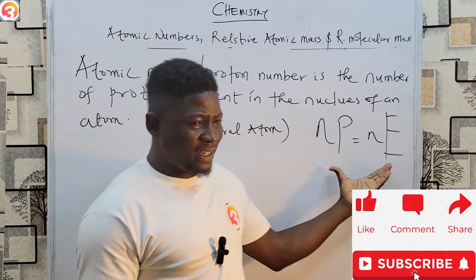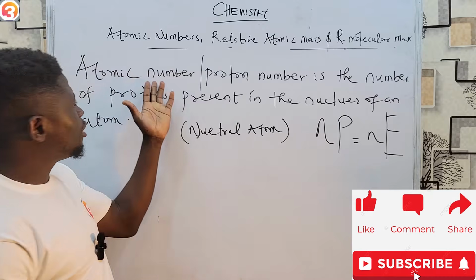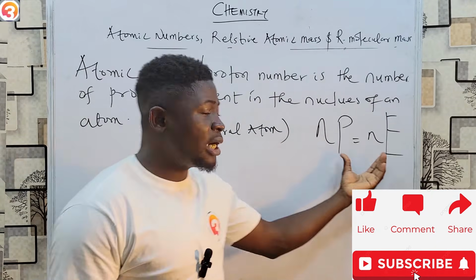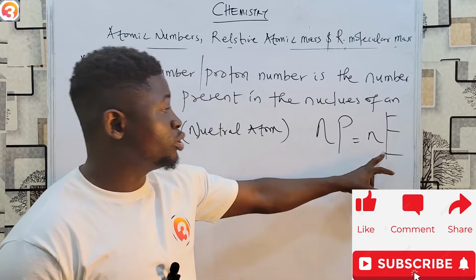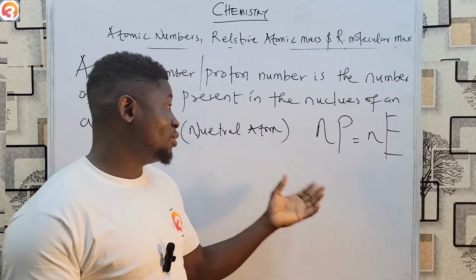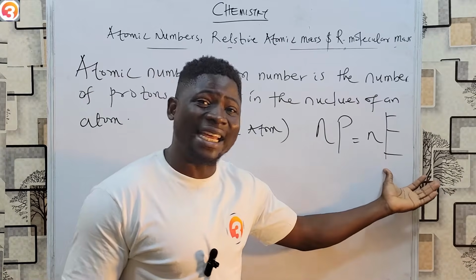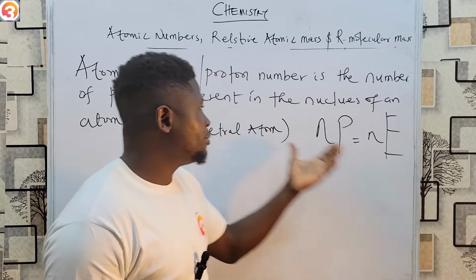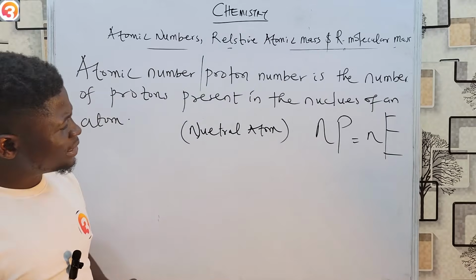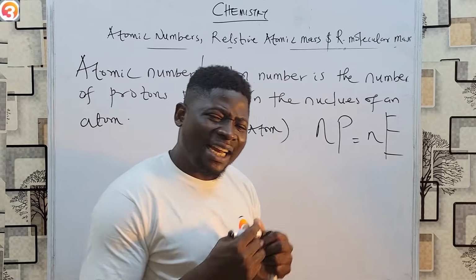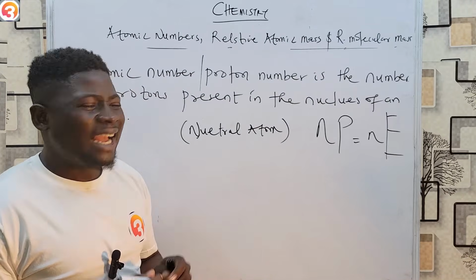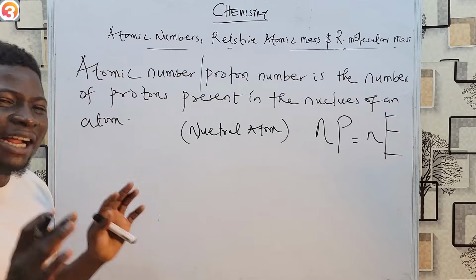So if this is valid, and we know that atomic number is the number of protons present in the nucleus of an atom, that means that in a neutral atom, atomic number is also equal to the what? To the number of electrons. Is that clear? Why? Because Np is equal to Ne here. So that means atomic number will also be equal to the number of electrons. Likewise, in the periodic table, elements are arranged according to their atomic numbers.